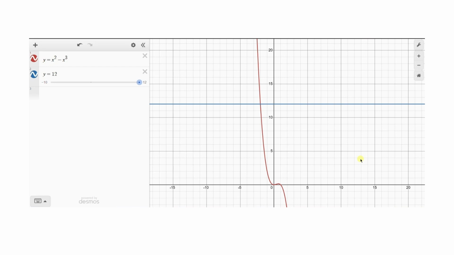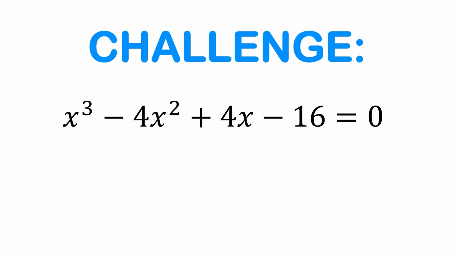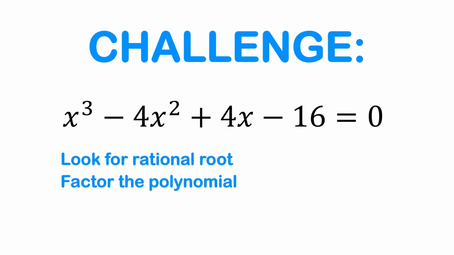Now here's your challenge. Try solving x cubed minus 4x squared plus 4x minus 16 equals 0. Start by looking for a rational root. Then factor the polynomial. Finally, solve whatever remains. Pause the video and see how far you can get before checking your work.